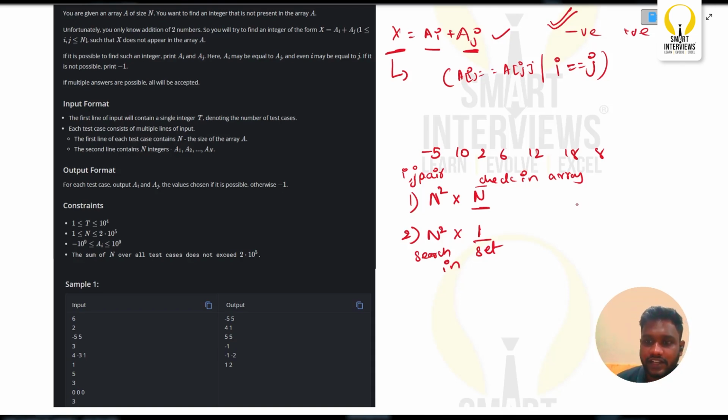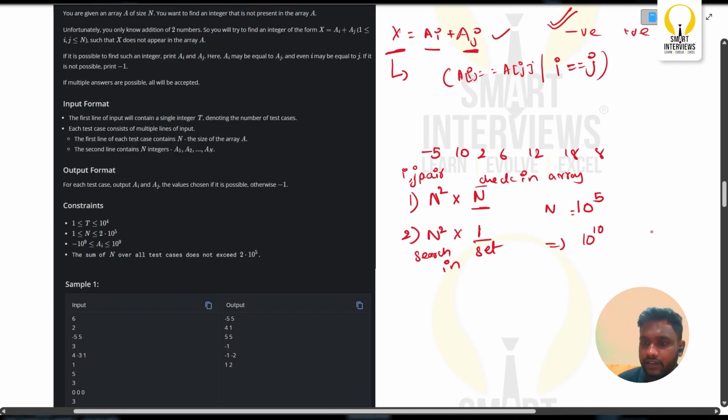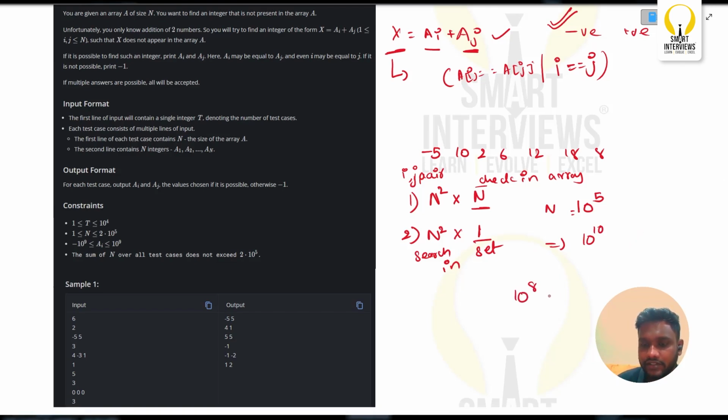But if you see, the constraints are around 10 power 5 for the size of n. That means this solution will take around 10 power 10 iterations. But you should not exceed 10 power 8 iterations. Your code, that is t into whatever complexity you have, should be less than or equal to 10 power 8, or we'll get a time limit exceeded error. So we have to find our answer in less than n squared time.